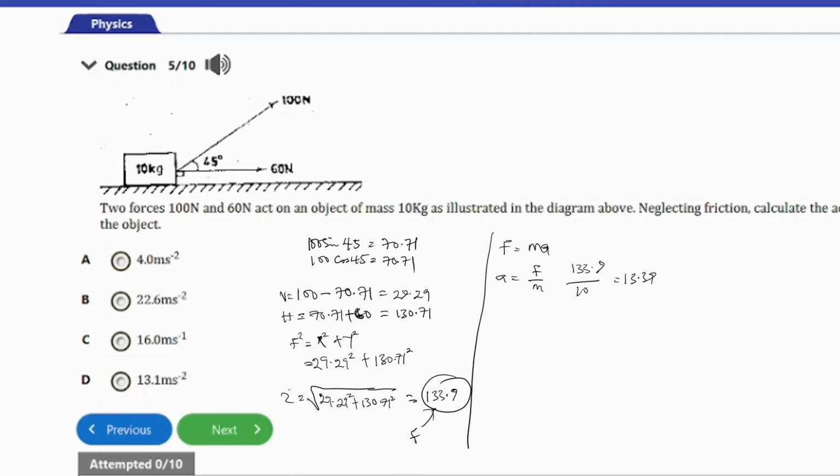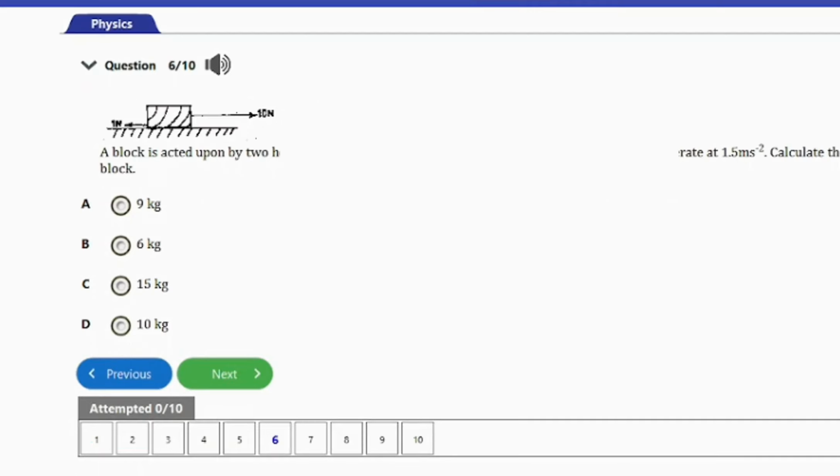Let's go ahead and consider the next question, guys. Alright guys, so the next question we have here is question number 6. It says, a block is acted upon by two horizontal forces as illustrated in the diagram above. The block accelerates at 1.5 meter per second squared. Calculate the mass of the block.